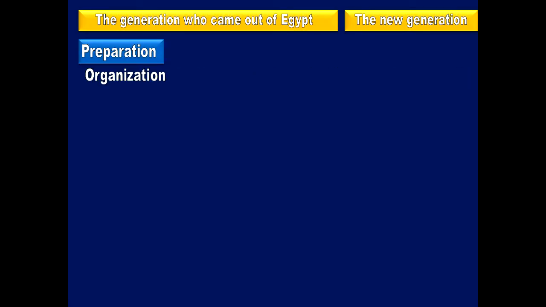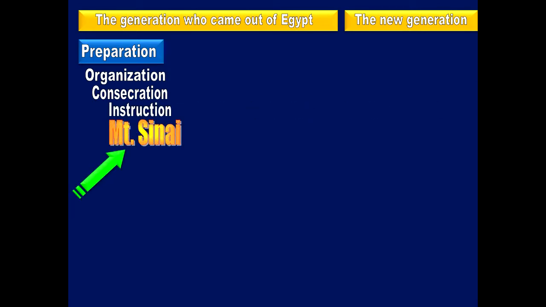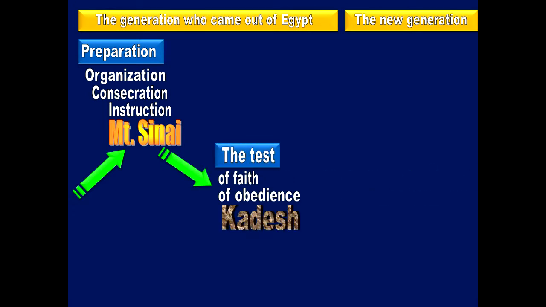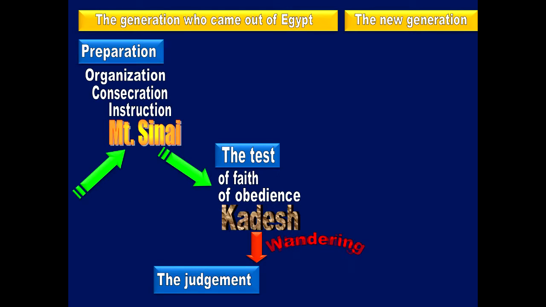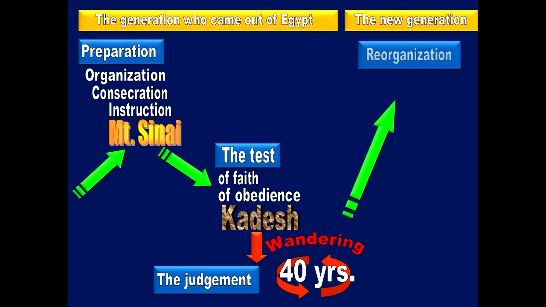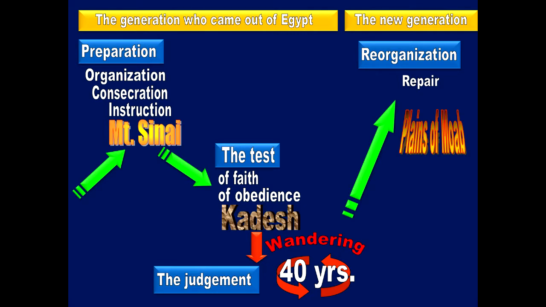But then we're going to have the preparation that comes, organization, consecration. This is the beginning of Numbers, instruction, out of Mount Sinai. And then we're going to have the test that comes, the test of faith, of obedience, Kadesh Barnea. The spies are going to be sent in. The judgment is going to come because they rejected the power of God. And so God is going to punish them with wandering for 40 years in the wilderness. And then we have the reorganization of the new generation, the repair in the plains of Moab. And this is where we find the book of Deuteronomy. The next generation ready, if you will, at the threshold of entering into the land of promise.